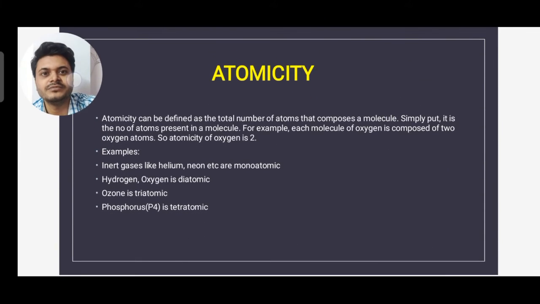Now what is atomicity? Atomicity can be defined as the total number of atoms that compose a molecule. Simply put, it is the number of atoms present in a molecule. For example, each molecule of oxygen is composed of two oxygen atoms, so the atomicity of oxygen is 2.